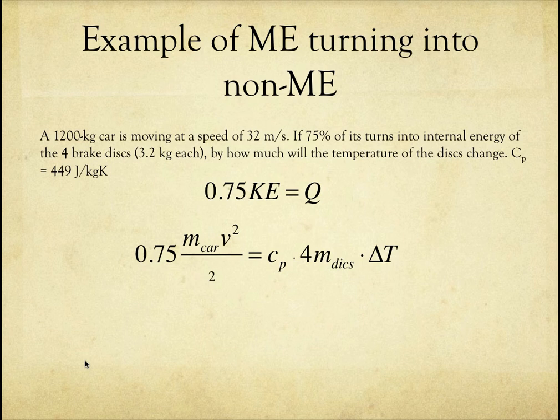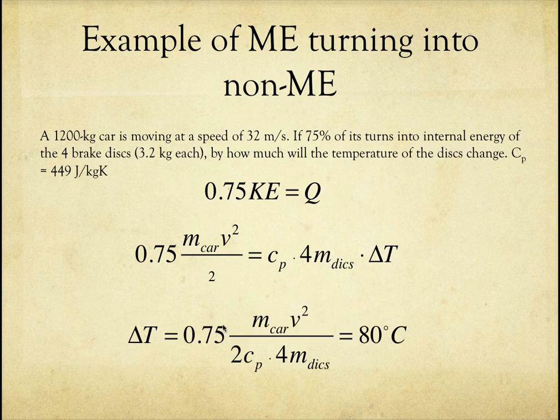And Q for the discs is going to be CP of the material, 4 discs, therefore I'm multiplying mass of each disc by 4, and find change in T. So therefore 0.75 times the mass of the car, v squared over 2. That's from the kinetic energy formula, and then 4 masses of discs. So when I put all those numbers in here, it will give me 80 degrees Celsius. So what we had here, we had mechanical energy of the car because of the work of friction turned into internal energy of the brake discs. And instead of Q as Q, we knew that Q was 75% of kinetic energy. So that's another way of doing it.